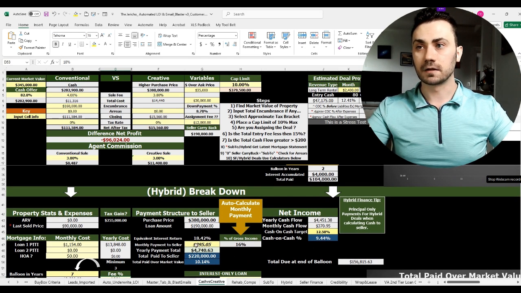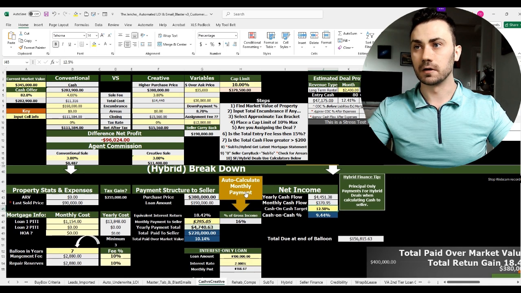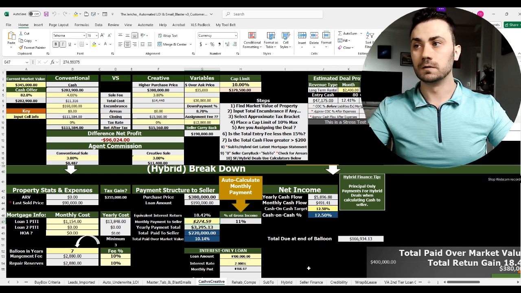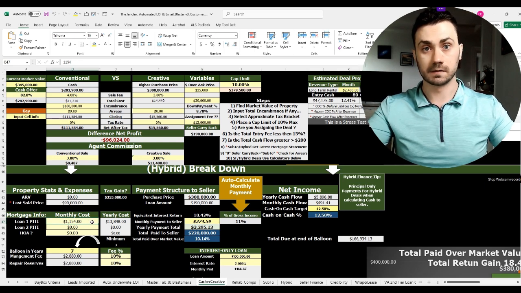So now that we have that squared away and we have a cash on cash target of 12.5%, we're going to click on the macro here for the Jericho software. We're going to figure out what is the maximum monthly payment that we could give to the seller if we are trying to get a 12.5% return on our capital. Well, I can see here that the monthly payment to the seller would be no more than $275 a month. So we are going to take over the existing mortgage payment at $1,154, which is the approximate estimate.